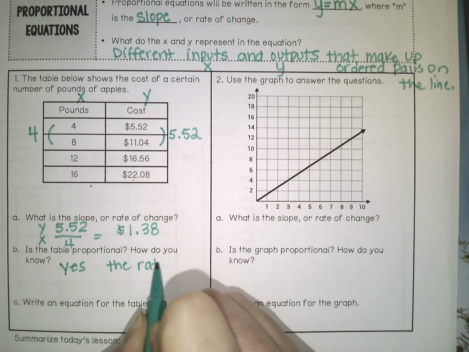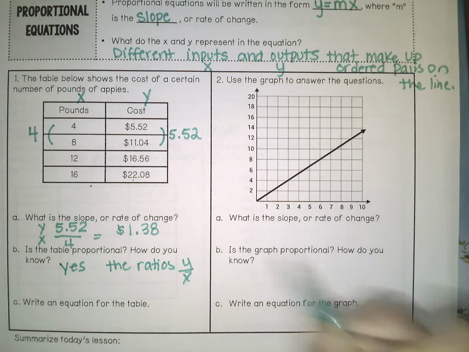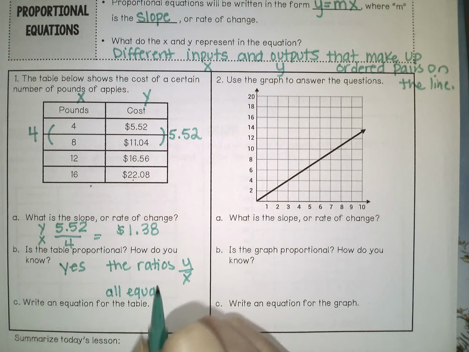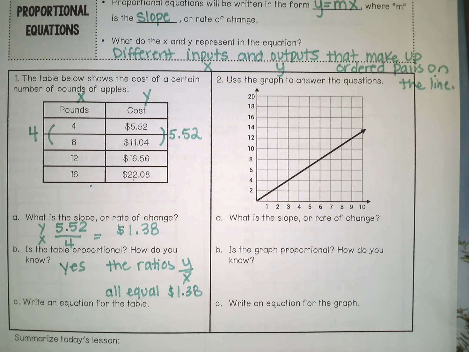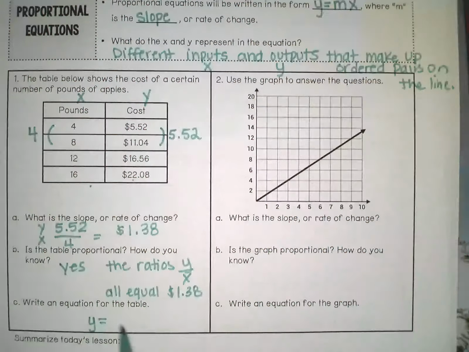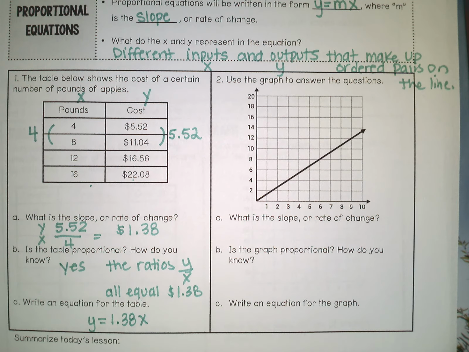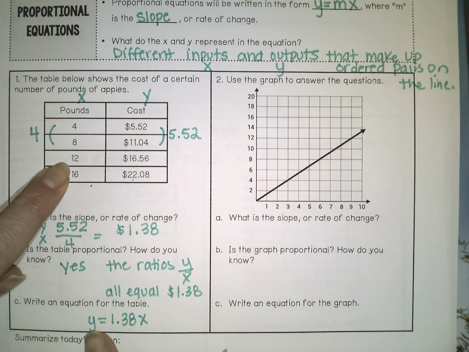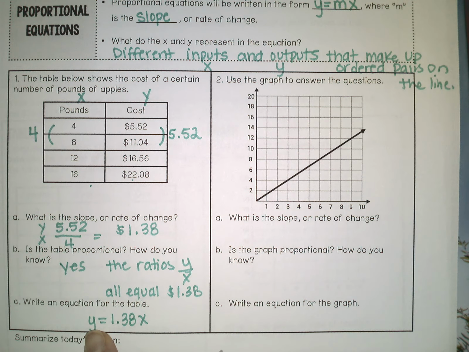How do I know? The ratios y over x all equal $1.38. So what would be the equation of this table? Y equals $1.38. That's per pound. So we could multiply that by any x value amount of pounds to get my y value, my cost.